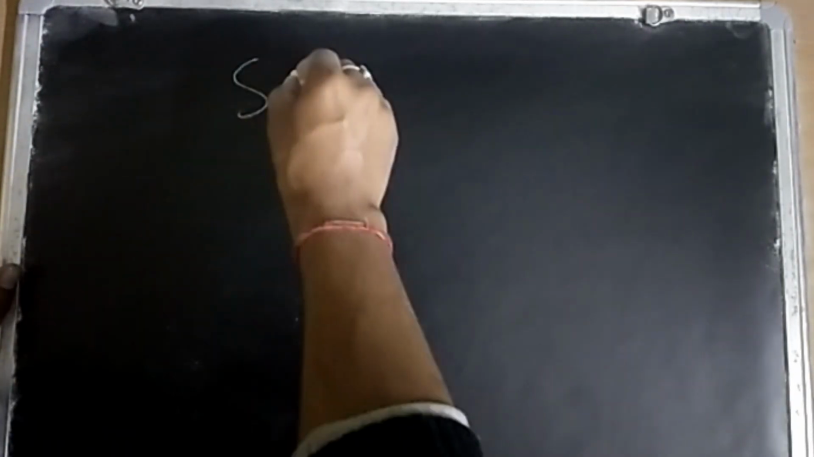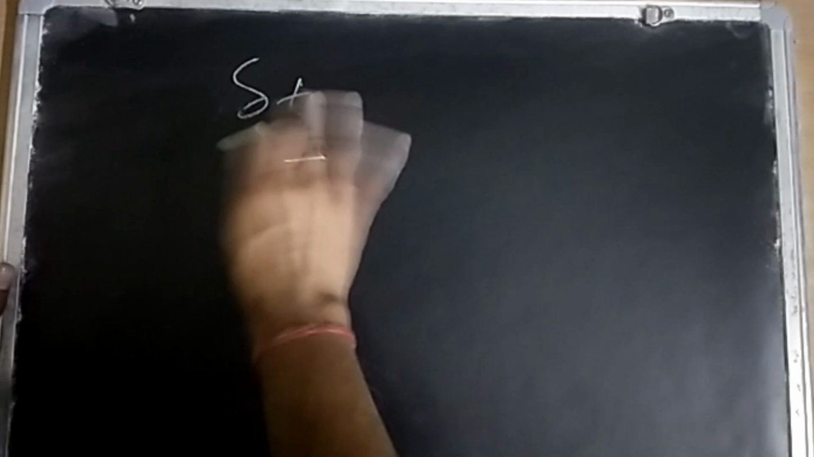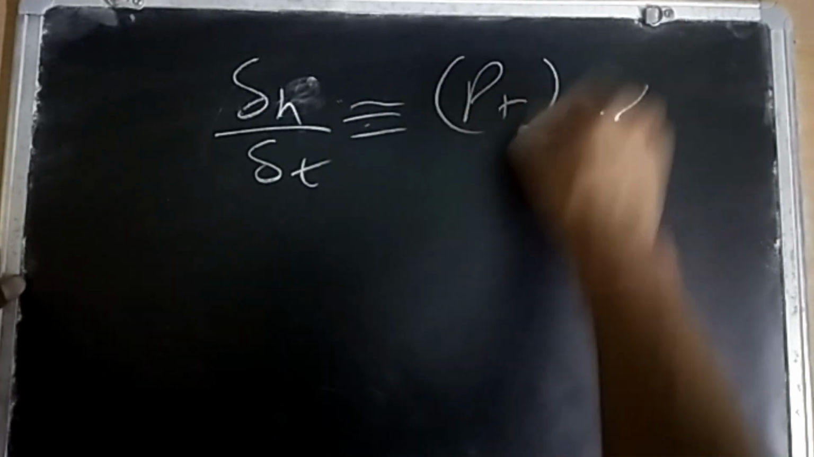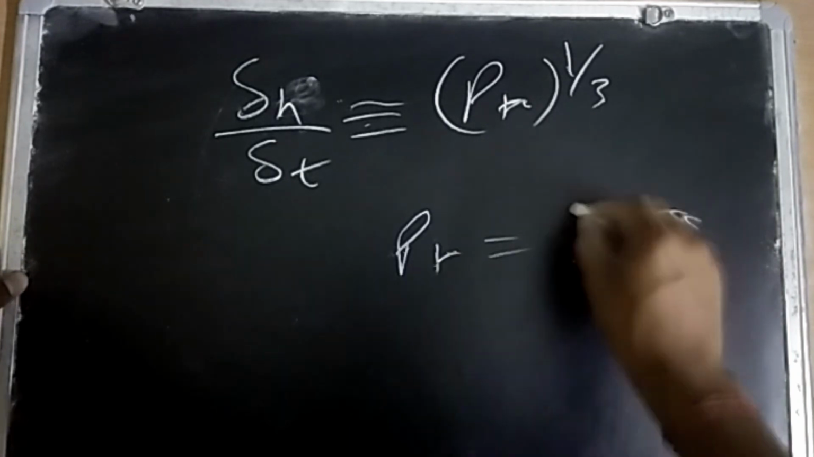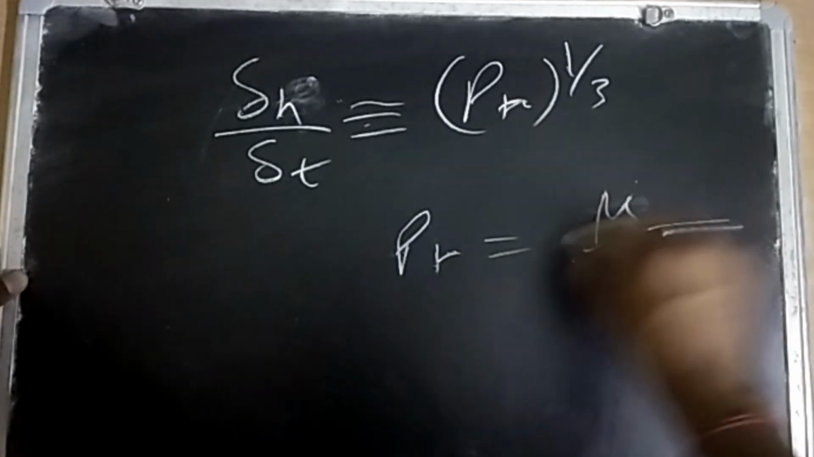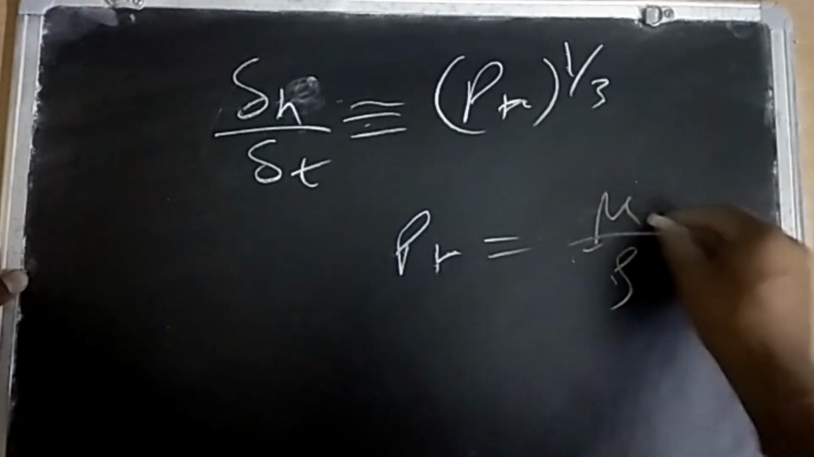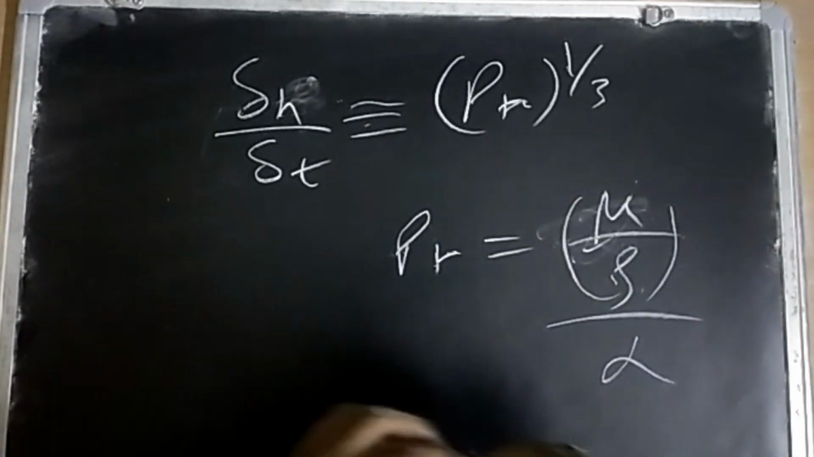Okay, and one more thing: the hydrodynamic boundary layer by thermal boundary layer is almost equal to Prandtl number to the power 1 by 3. Prandtl number we know is viscosity upon density upon alpha, where alpha is heat diffusivity, thermal diffusivity.